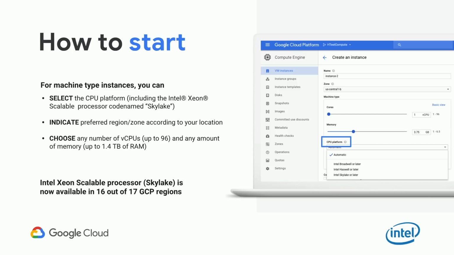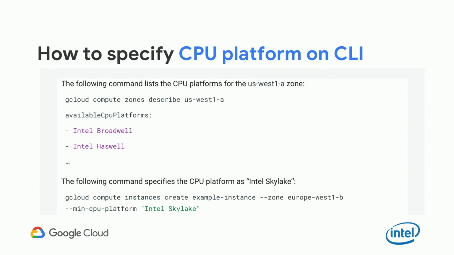We talked earlier about the advantages of Skylake over previous generation CPU. And I'm glad to mention that in terms of availability, Skylake is now available in 16 out of 17 GCP regions. If you're not using the console, you can use the min CPU platform flag in gcloud shell to select your CPU. In any of the 16 zones with Skylake availability, you can set the flag to Intel Skylake when you create your VM to guarantee running on Skylake.